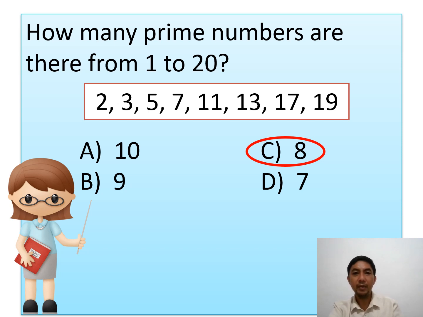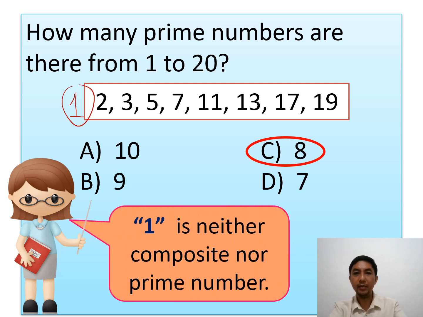Please take note we did not include 1. Okay? Because 1 is neither composite nor prime number. Okay, we know 1 is just equal to 1 times 1. So there is only one factor. This violates the definition of prime numbers.